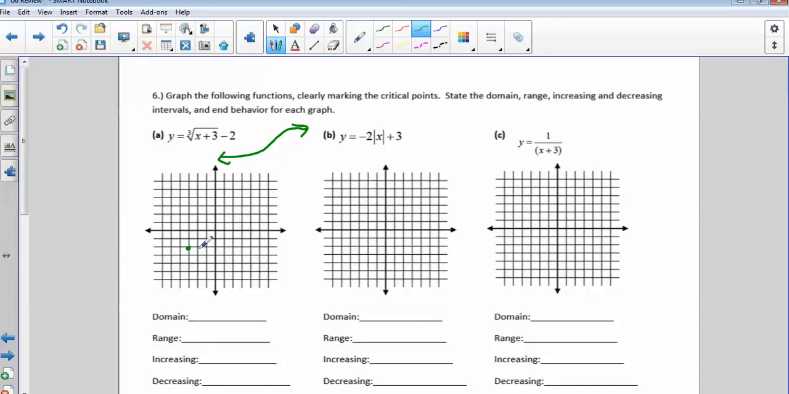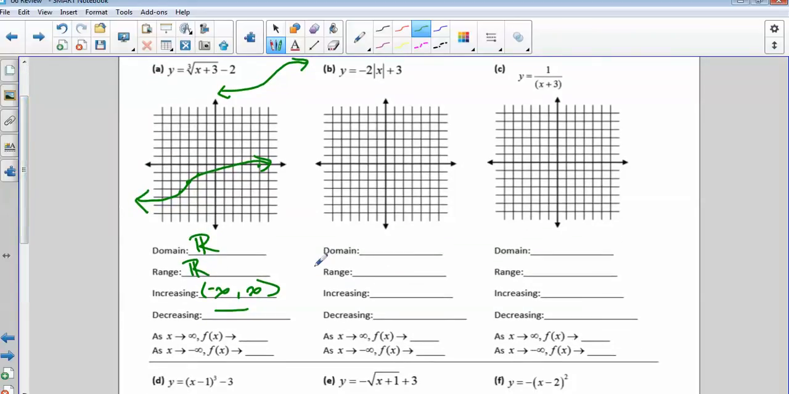Normally I would have a point over 1 and up 1, back 1 and down 1. If I'm going to make another point, it would go over 8 and it would go up 2, and then it would go back 8 and down 2, but that one's off the graph. For cube root, your domain's all real numbers, and your range is also all real numbers, and this cube root function is always increasing, and it's never decreasing.